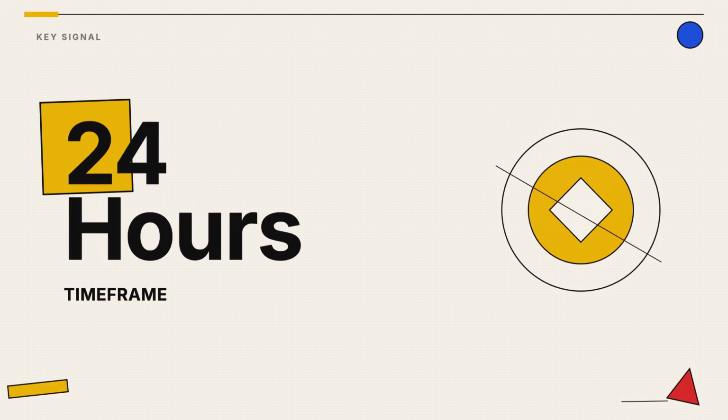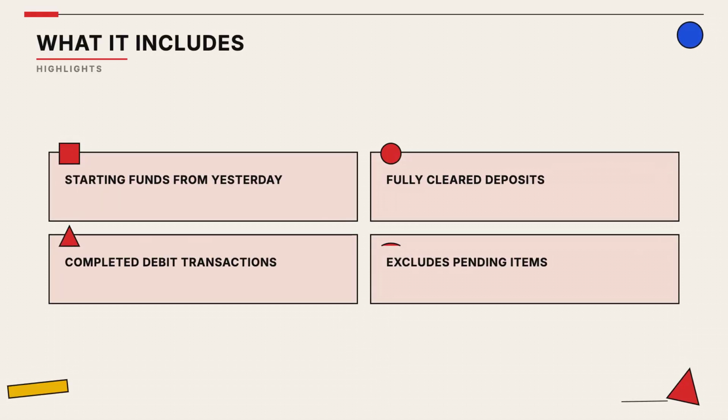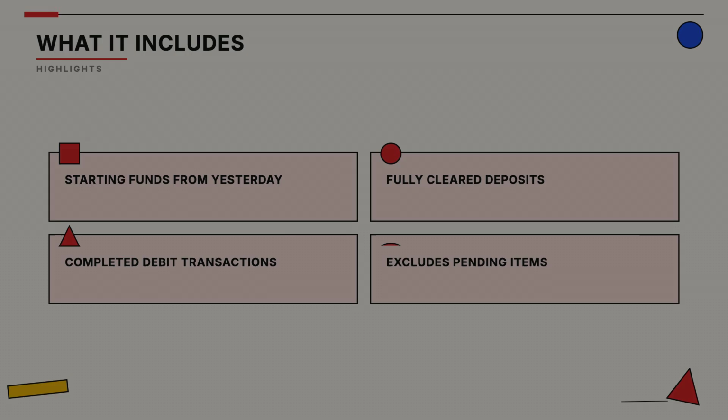It represents the amount of money in your account at the very beginning of the business day, before any new transactions are processed. Think of it as a snapshot. It counts money that has fully settled, but ignores anything still currently processing or pending.